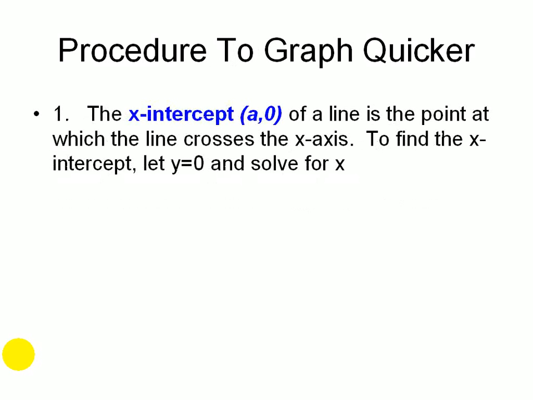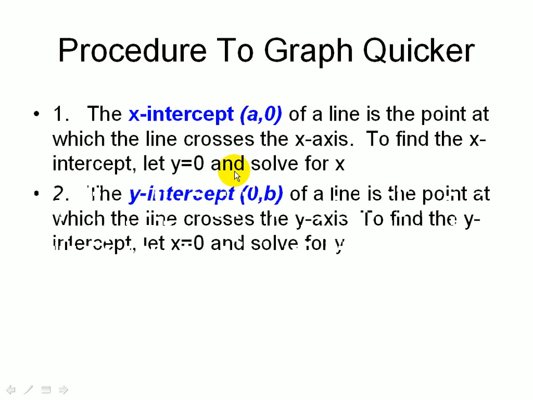First, we get a definition known as the x-intercept, where we have an x component A and a y component of 0 of a line. And here the point crosses the x-axis at this coordinate point. To find the x-intercept, let y equal 0 and then solve for x.